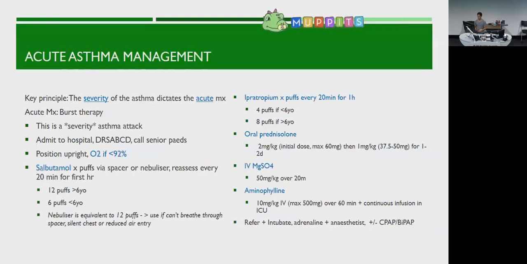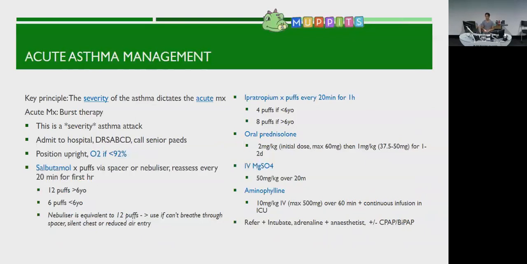So I would literally say, give them salbutamol, 12 puffs via spacer and nebulizer every 20 minutes for the first hour, as well as ipratropium. Or let's say they're 5 years old, 6 puffs every 20 minutes for 1 hour, and start them on oral prednisolone. Come back and reassess them in 1 hour and see if that has done anything, and reassess those 4 features that I looked at before. Then if the examiner says, they're not improving, I'd like to start them on IV mag sulfate, perhaps consider transferring them to ICU, at 50 milligrams per kilogram over 20 minutes, and so forth.